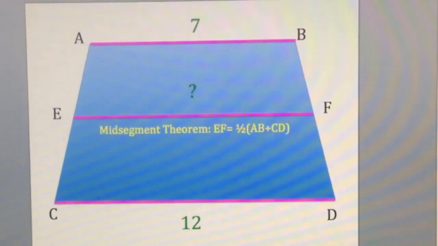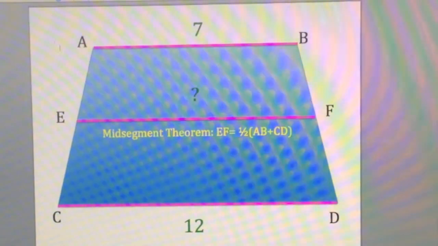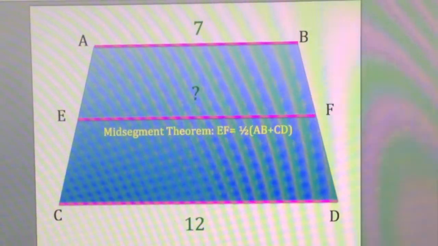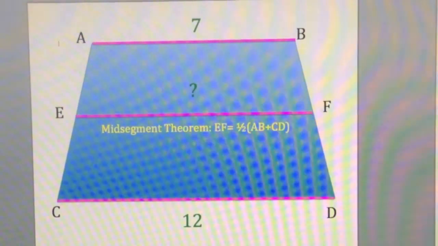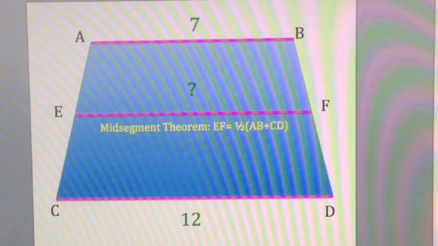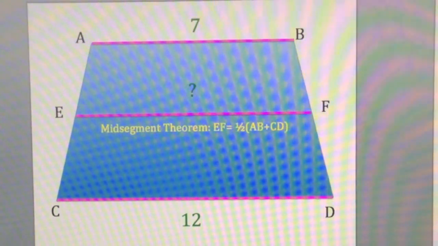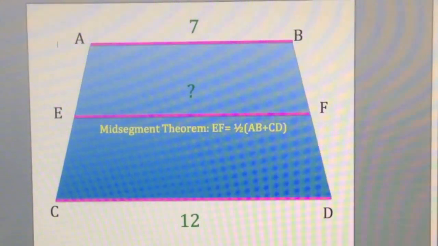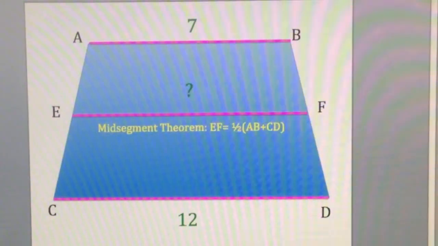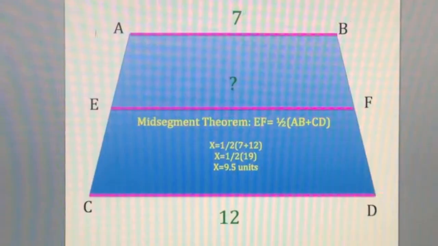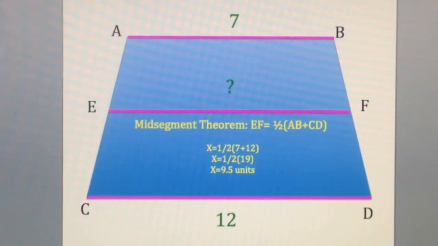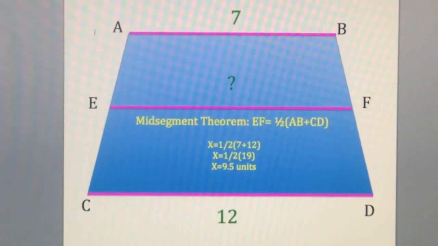To find the midsegment of our trapezoid, we must use the midsegment theorem. This theorem states that the midsegment of a trapezoid is equal to 1/2 of the sum of the lengths of both bases. In other words, the midsegment length is the average of the bases. So now that we understand the midsegment theorem, we can solve the problem.